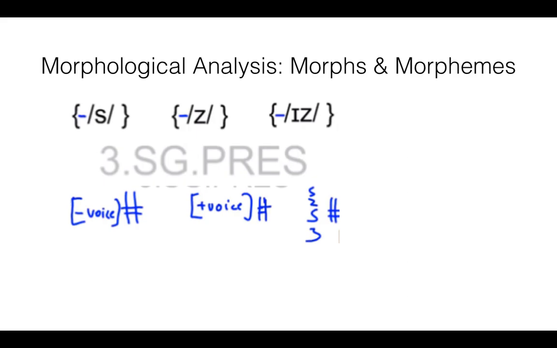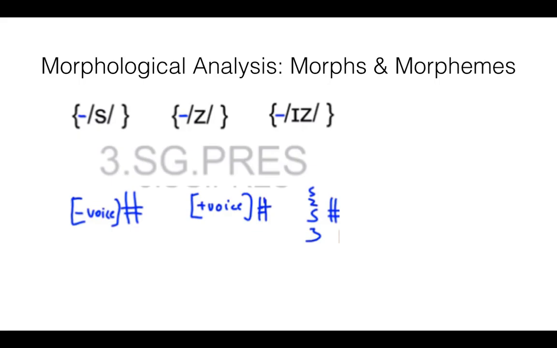When we take the data and then do the phonetic transcription, we find that I have one thing here, but it is pronounced differently. Sometimes it is minus voice, sometimes it's pronounced voiced, sometimes it's pronounced iz. Why? When doing morphological analysis, I have to tell why. So it is pronounced S after minus voice, Z after plus voice, and iz after s, z, sh, and j.